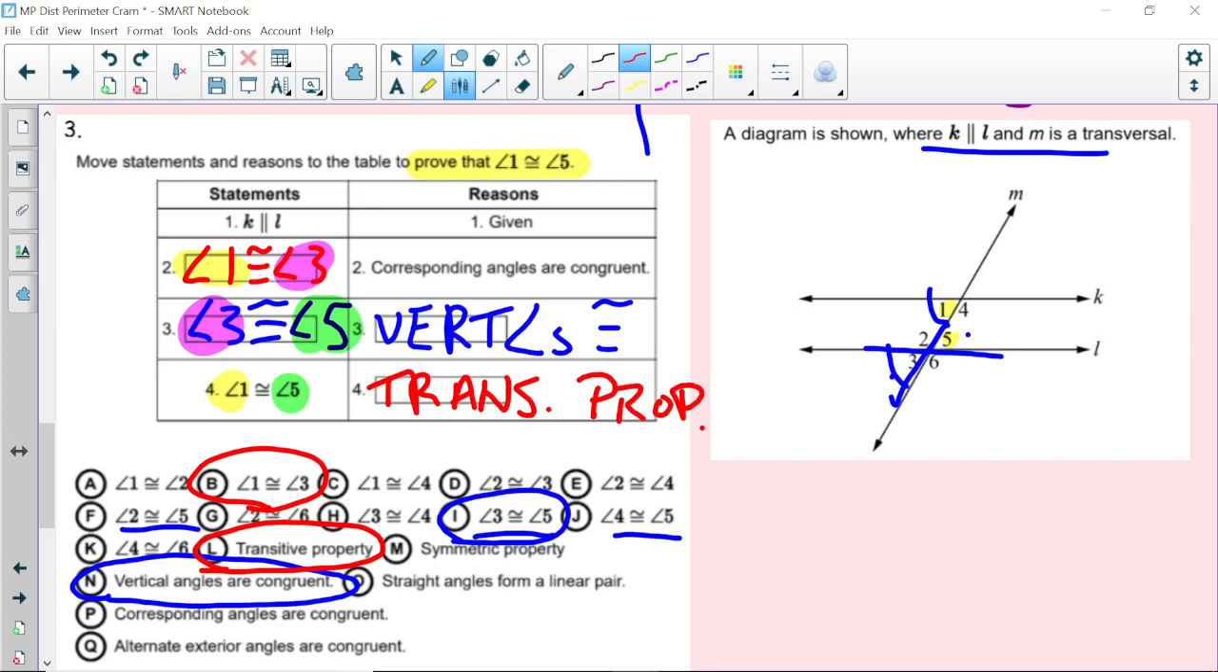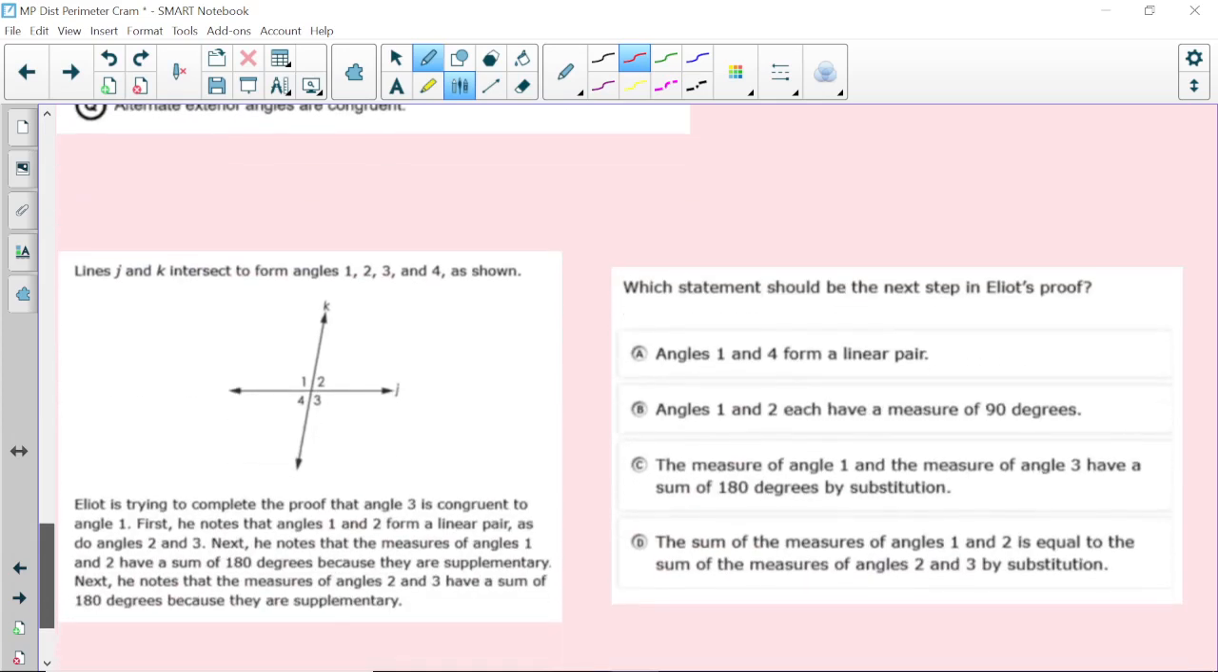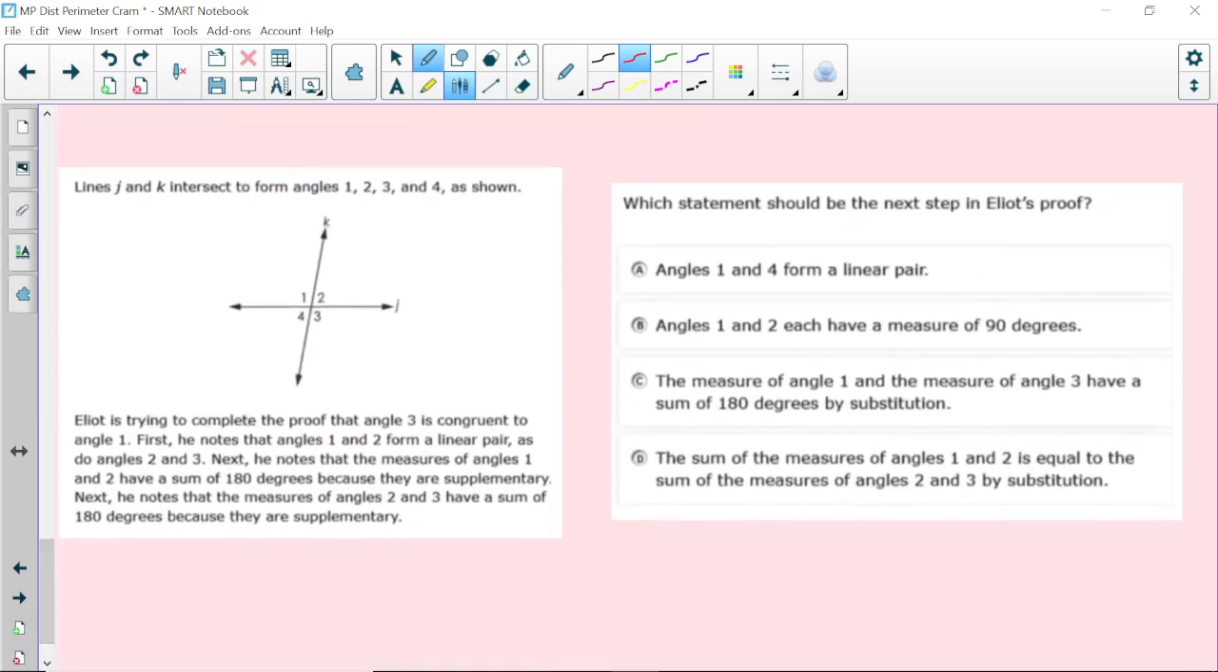Again, three things being equal or congruent to each other is the transitive property. All right, and the last one we do is a multiple choice of a partially completed proof, but it's not in our two-column proof that we're used to. It's kind of a couple sentences that they're explaining. So let's go through this.